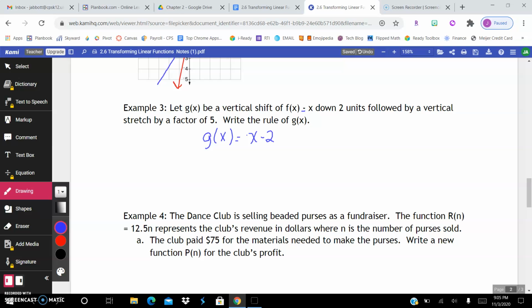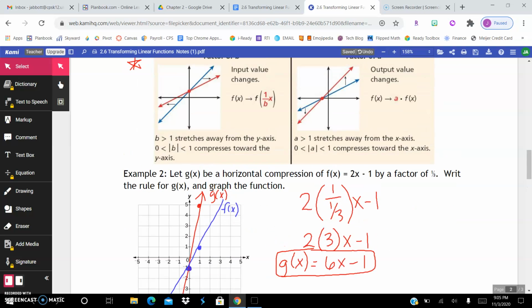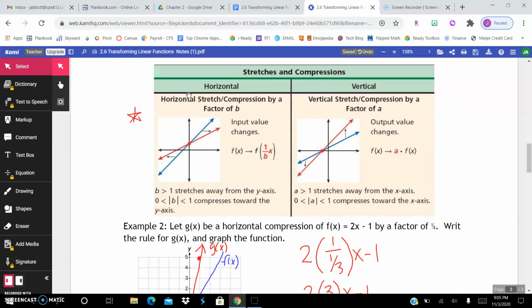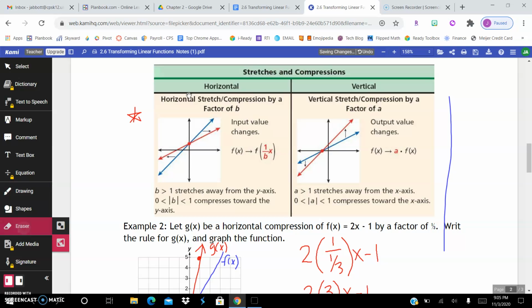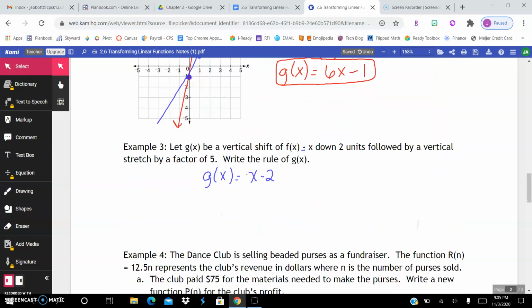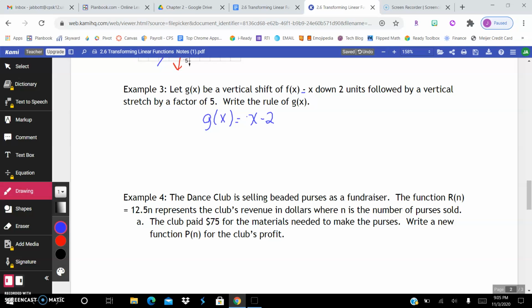But then we're going to have a vertical stretch of a factor of 5. So if you go back up here, vertical stretch, we have to multiply the whole function by our factor, which is 5. So we're going to have g of x, and we're going to multiply all of that by 5. Distribute that 5. So g of x equals 5x minus 10.